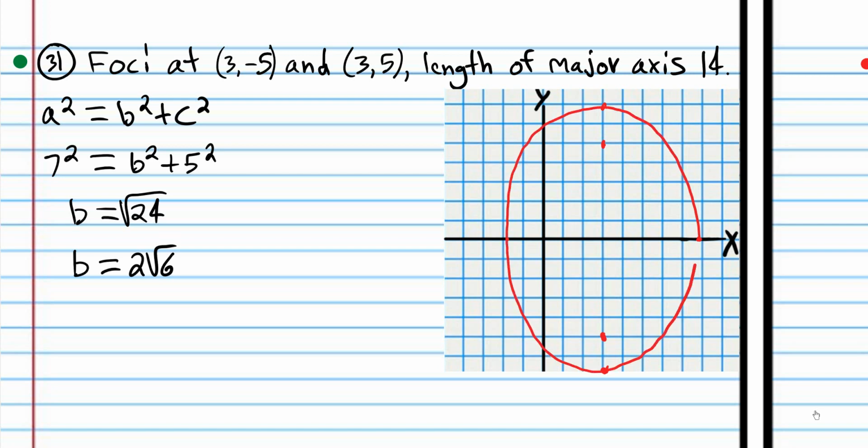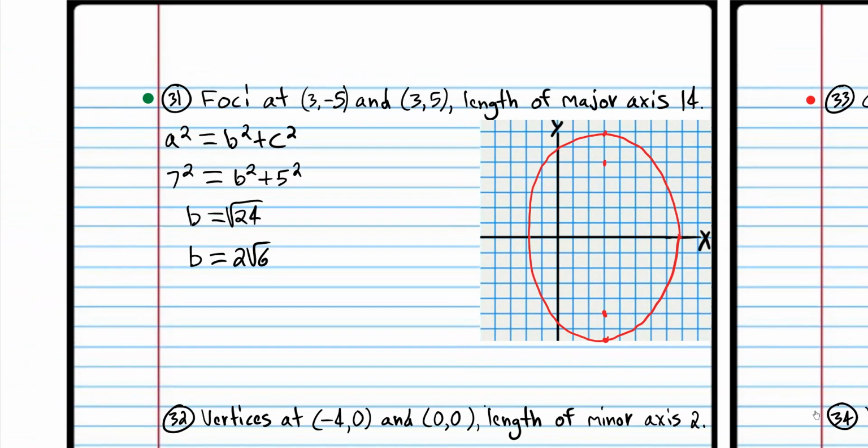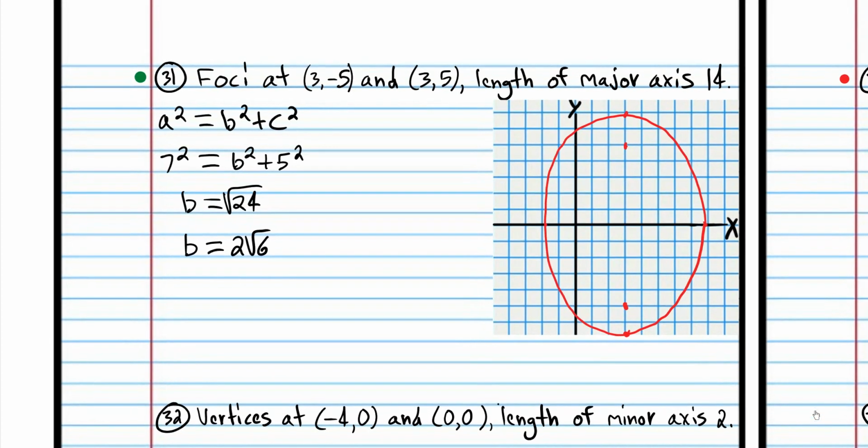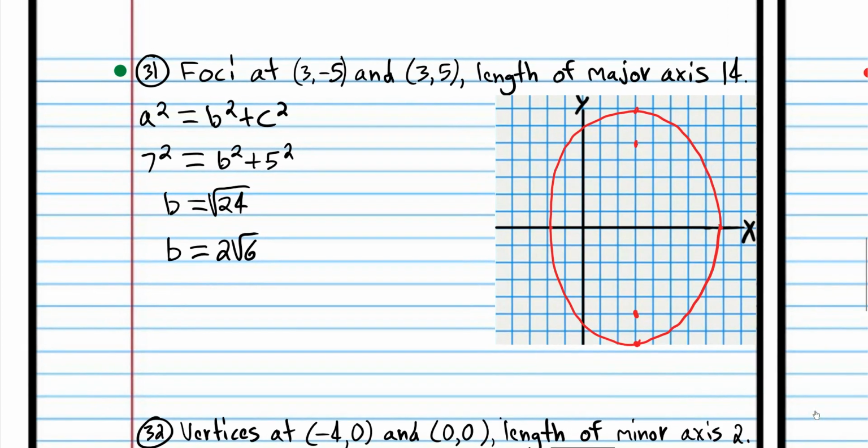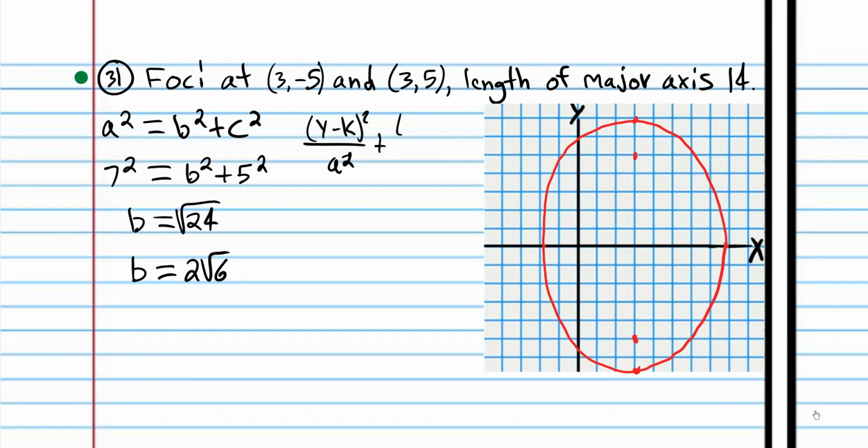So again, my ellipse doesn't look perfect. It looks kind of weird, but again, we don't really care. It's the main point that we're trying to get here. So now let's draw the standard form of the equation of ellipse. Now the y minus k squared term is going to have a squared below it because this is a vertically orientated ellipse.